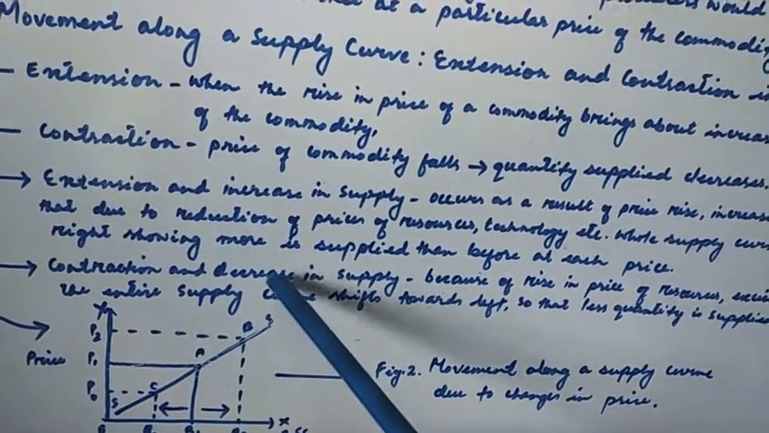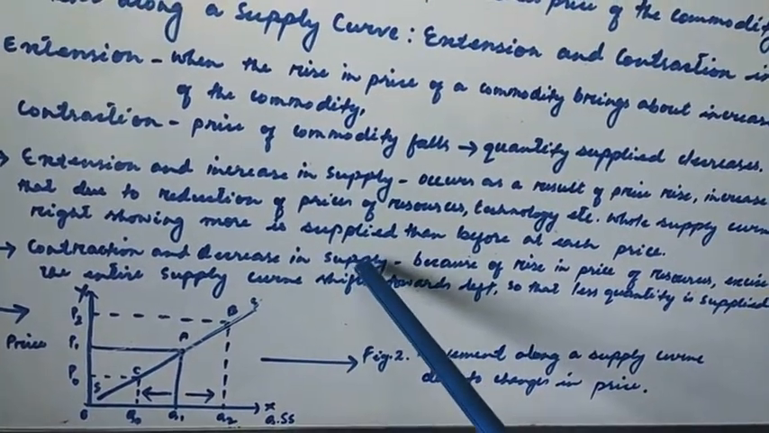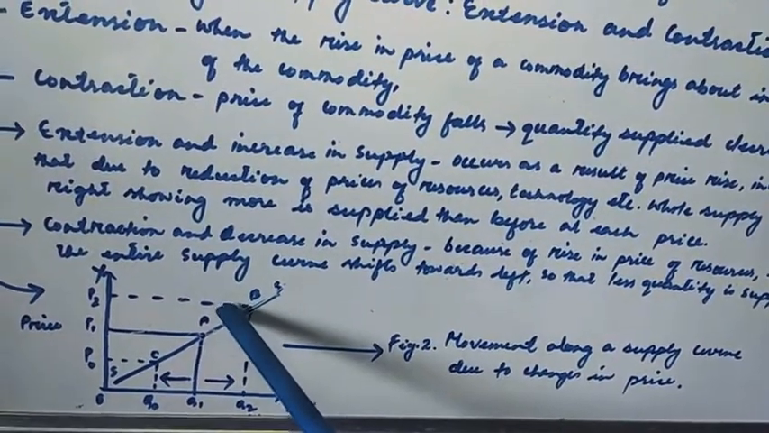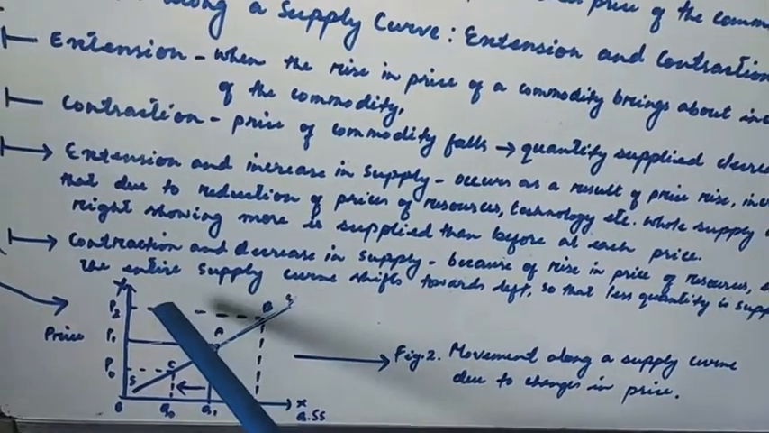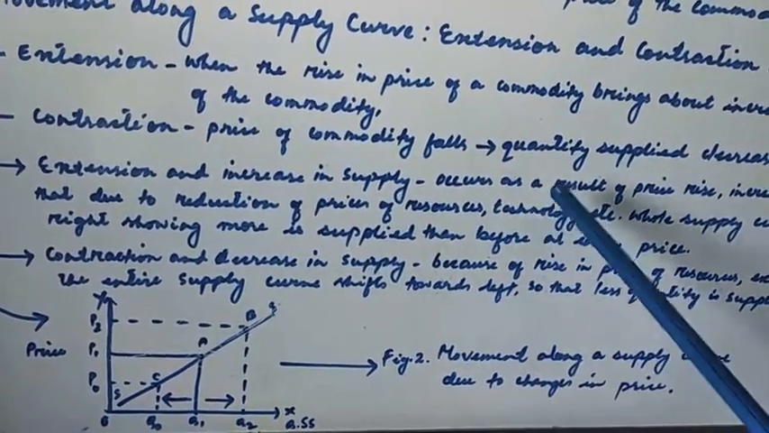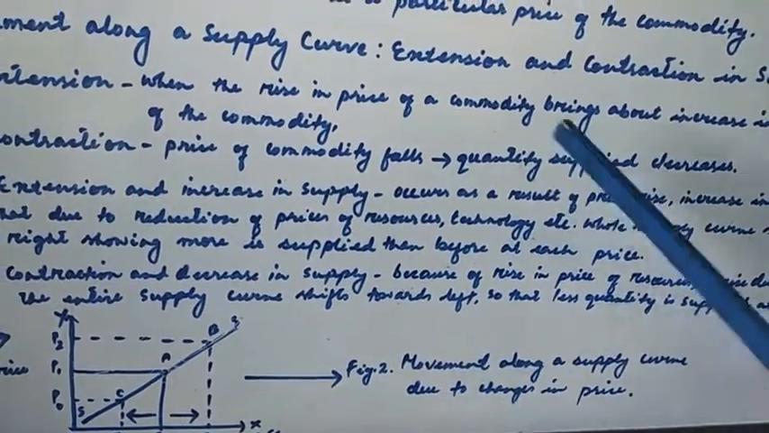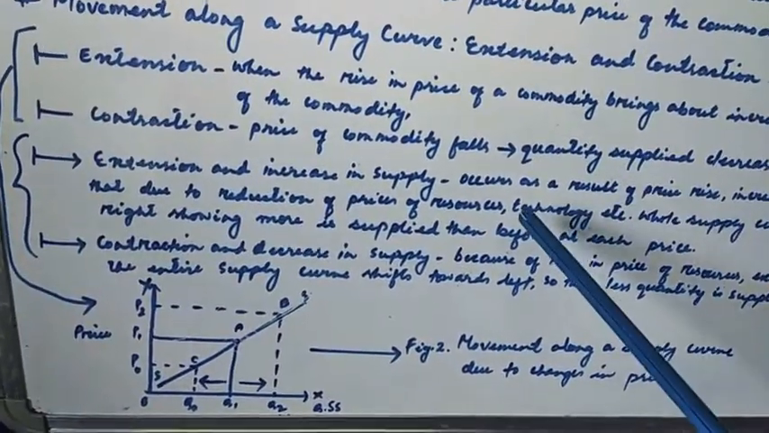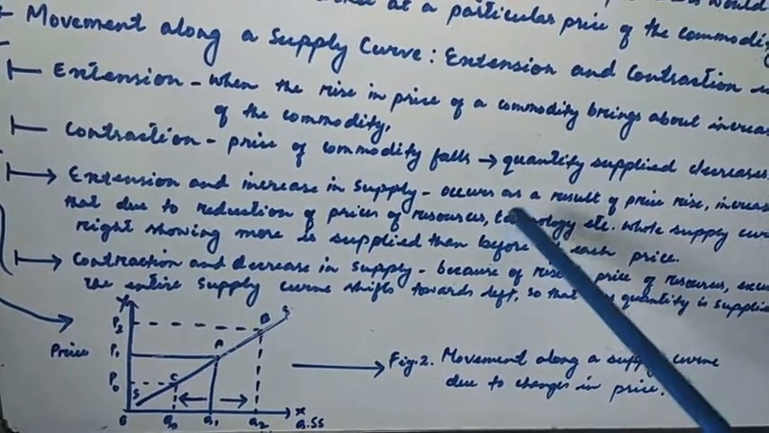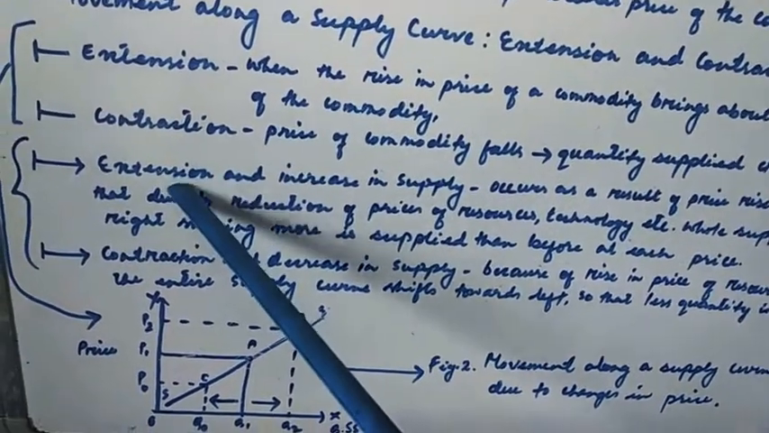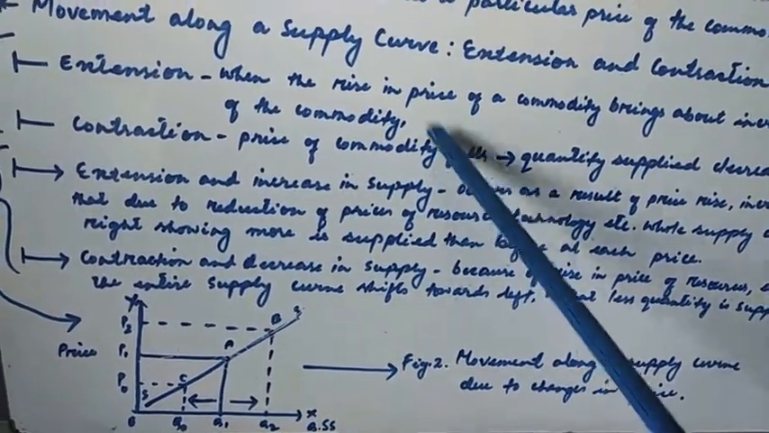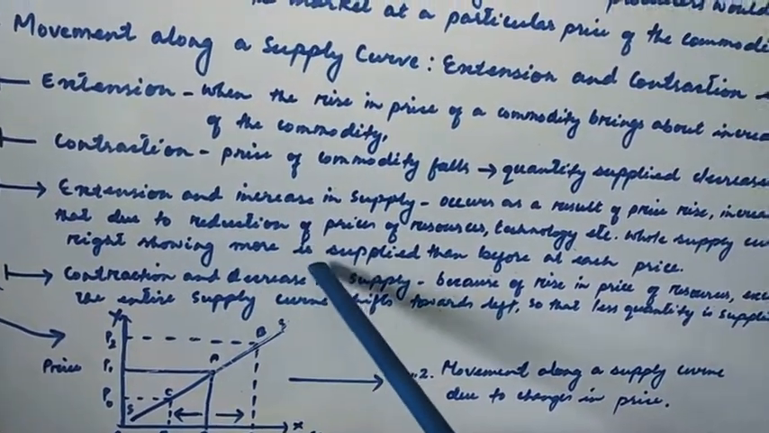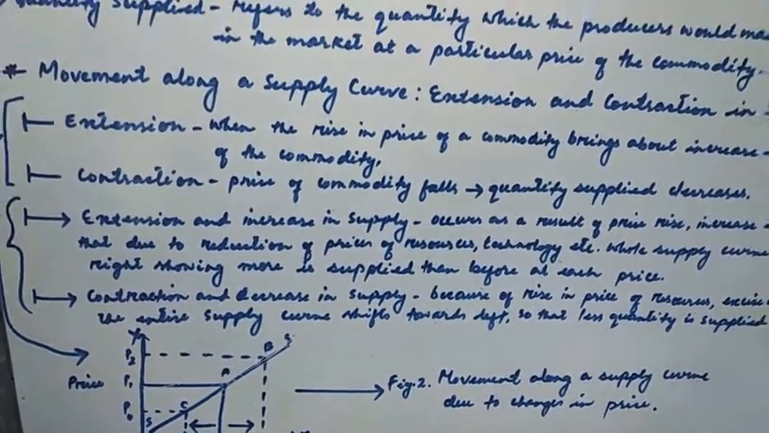But when we talk about decrease in supply, we are talking about shift of the supply curve towards the left, indicating that less quantity is supplied at every price. That is the difference that we have to distinguish between extension and increase in supply, and also contraction and decrease in supply.